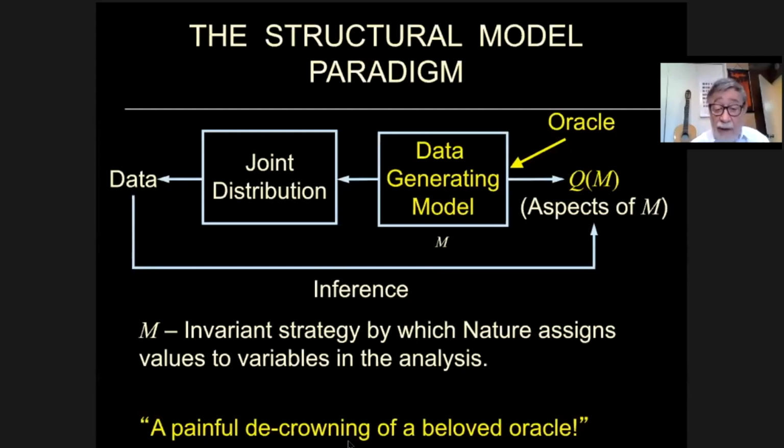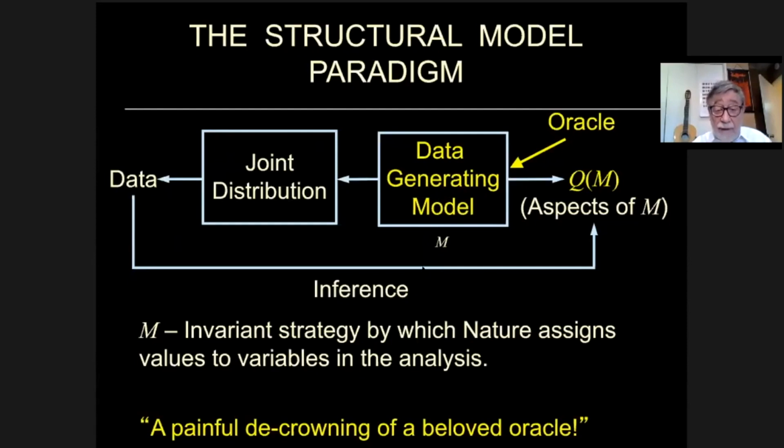It's a painful decrowning of a beloved oracle, because statisticians swear by joint distribution. I don't have any more words to express the reverence that the statisticians apply to joint distribution. This is, let's say, the source of all wisdom, if we only had it. And instead now of finding aspects of the joint distribution, we are trying to find aspects of the data generating model. So here we have a new oracle, and the query is to find certain aspects of the data generating model.